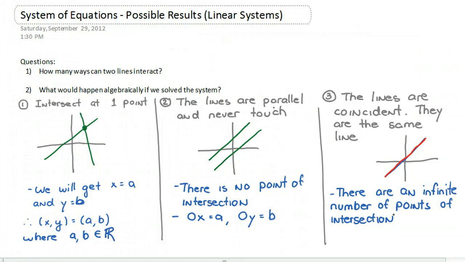Algebraically, if you're working through a problem, what you're going to end up with in this case is you'll end up with 0x equals 0, or you're going to end up with 0y equals 0, which means any value of x would satisfy this, or any value of y would satisfy this.